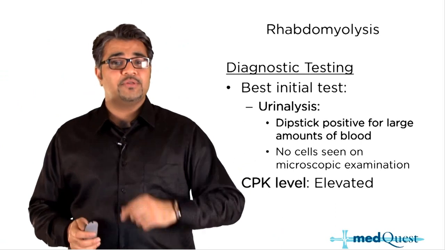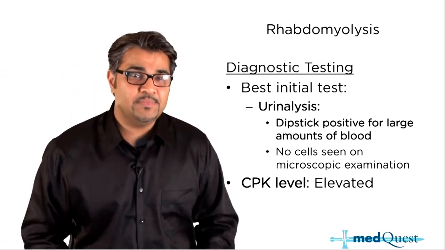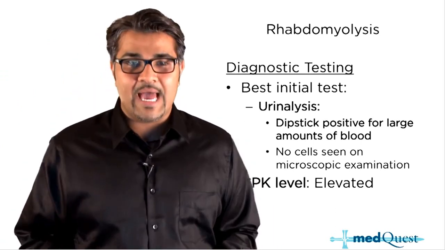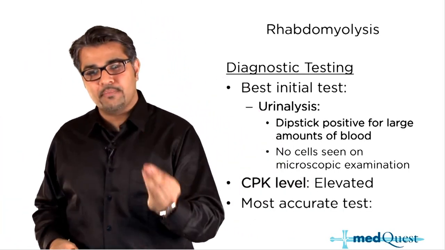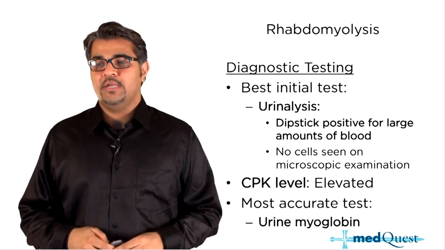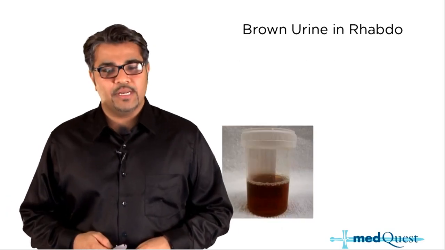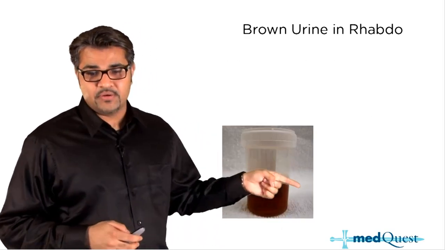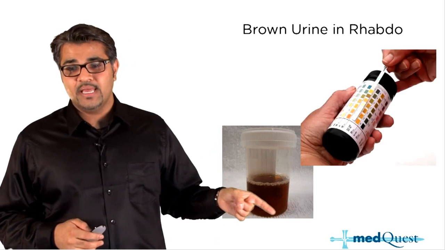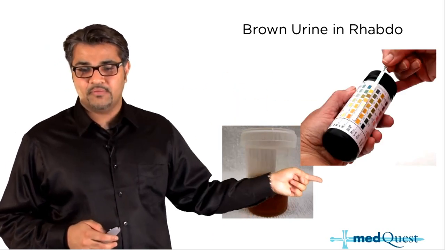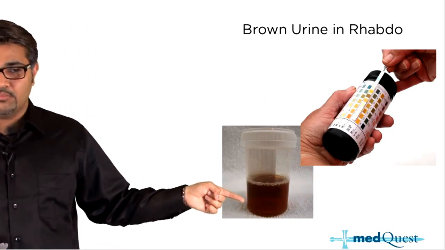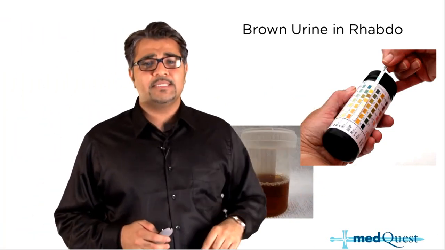And when you do their chemistries and you order a specific test, the CPK levels are going to be elevated, massively elevated. The most accurate diagnostic test is urine myoglobin. Now here's what's going on. When you have brown urine in rhabdo, right here, you see the brown urine in rhabdo. Most of us would think this is blood. The dipstick even says there's blood, and we'll think blood. Right there, blood. Dipstick says there's blood, but what's going on?